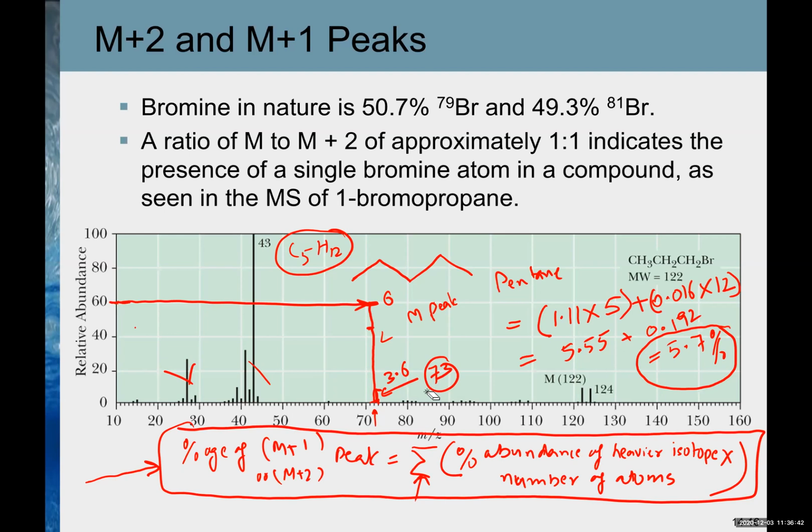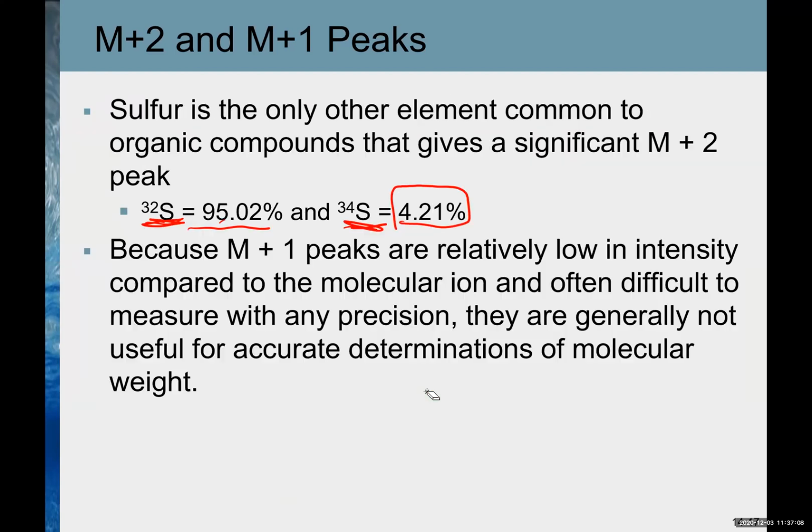Any questions about what M plus 1 peaks and M plus 2 peaks are, and how the relative intensity of M versus M plus 2 can help us identify whether there is a chlorine, bromine, or oxygen present? Everything okay so far? Okay, so let's continue.